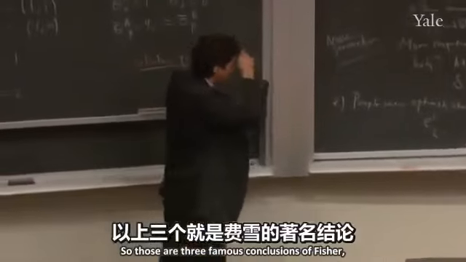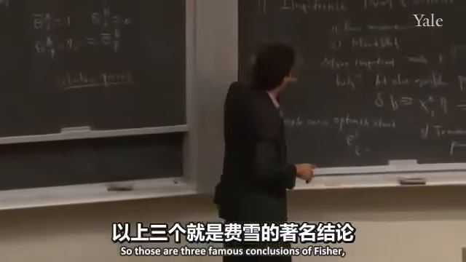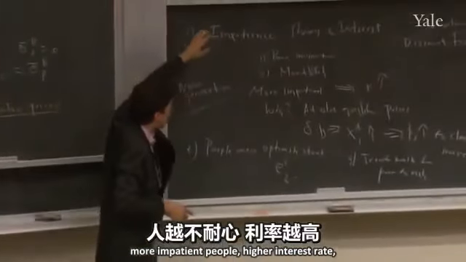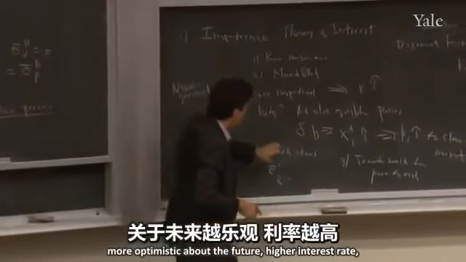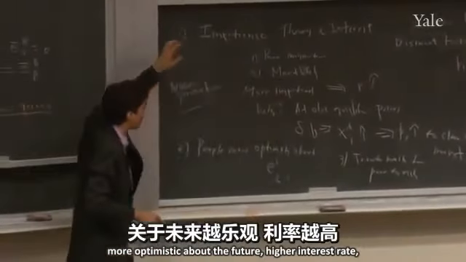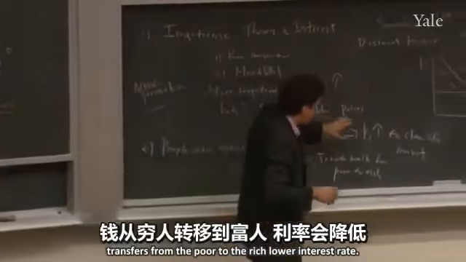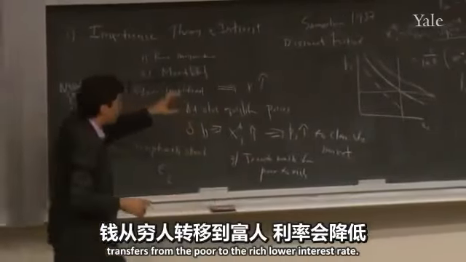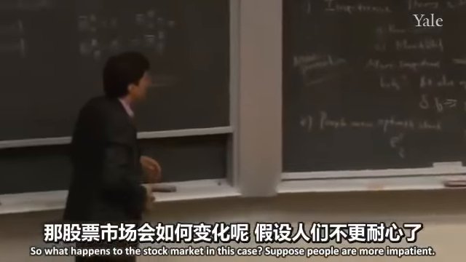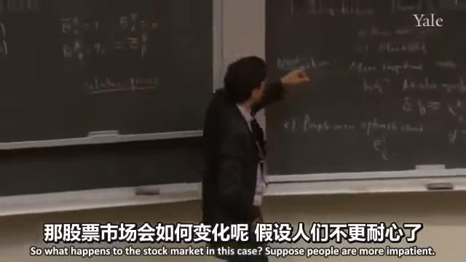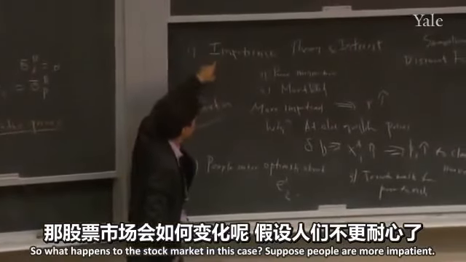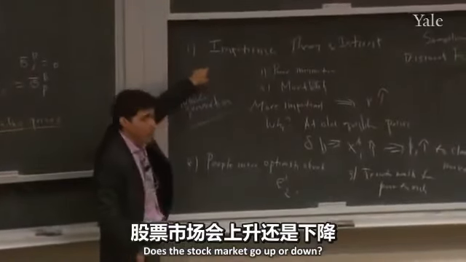Okay, so those are three famous conclusions of Fisher. More impatient people, higher interest rate. More optimistic about the future, higher interest rate. Transfers from the poor to the rich, lower interest rate. Okay, so what happens to the stock market in this case? Suppose people are more impatient. Does the stock market go up or down?